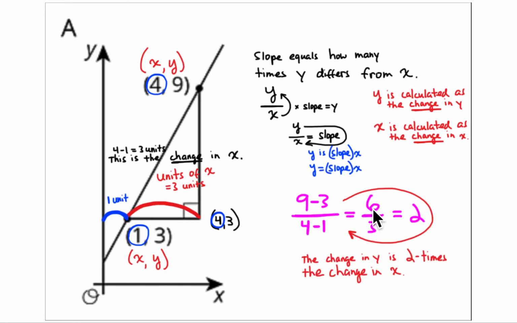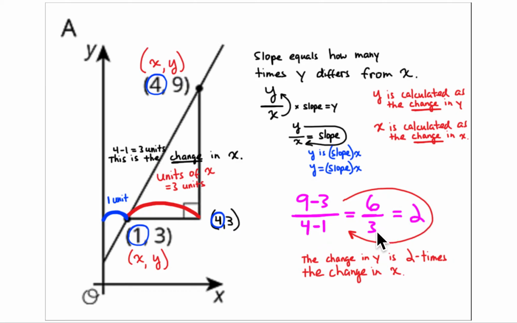So 9 minus 3 is 6. That's the change in y. And 4 minus 1 is equal to 3. And that relationship is 6 divided by 3, which is 2. What that tells you is that the change in y is 2 times the change in x. So the change in y, 6 units, is 2 times this change in x, 3 units.